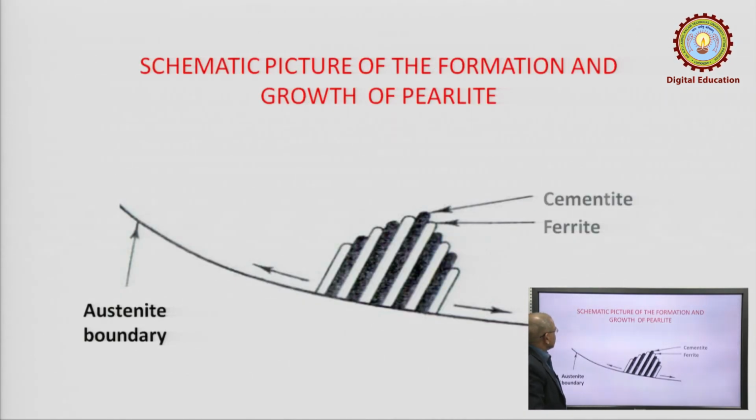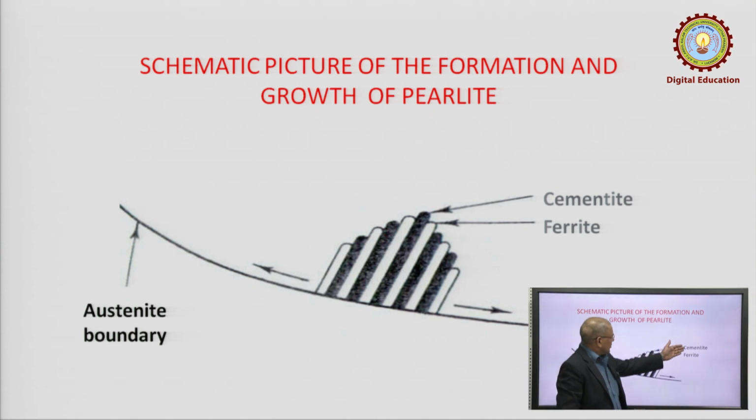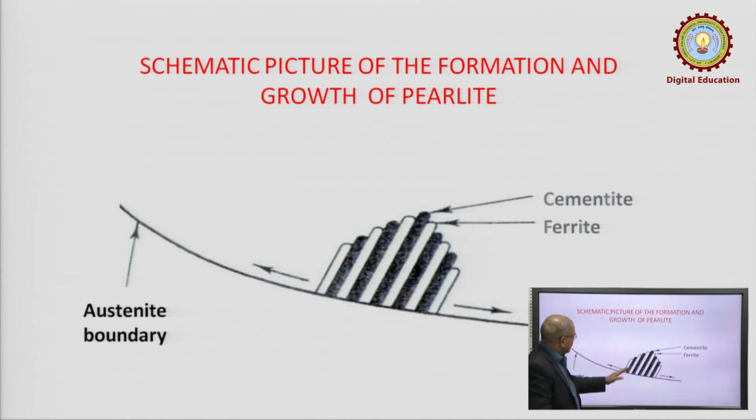This is a very important schematic picture of the formation and growth of pearlite. As you know, pearlite is not a mixture, it is a lamellar structure, that means alternate layers of ferrite and cementite. How does it start? Let us say this is the grain boundary. Initially you will find the nucleation, and after that the nucleation takes the shape of growth. It will continue growing and you get the structure of pearlite.